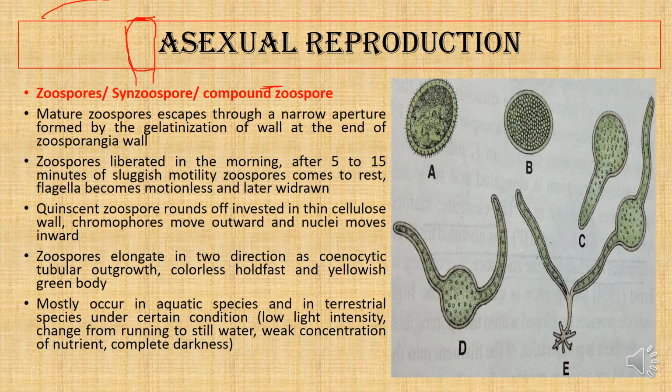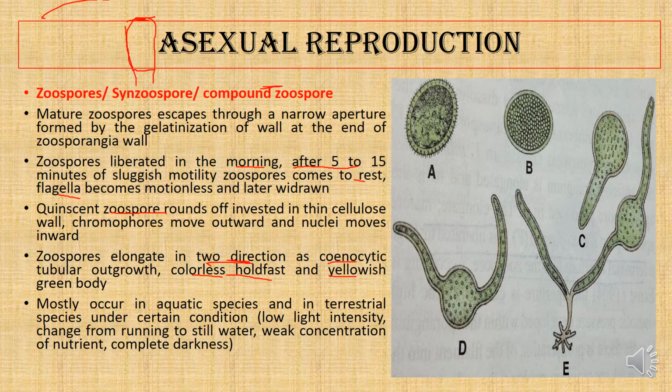The zoospore is liberated, usually in the early morning, and after liberation it swims for 5 to 15 minutes. Then it becomes very sluggish, stops its motion and comes to rest, and the flagella become motionless and are withdrawn or vanish. Then the zoospore rounds off and ensheaths itself, as a cellulosic wall is formed around it. After a period of rest, tubular outgrowths are formed in two directions, and each of the tubules is sinuous and colorless. One of them develops into a holdfast, another develops into the thallus body.